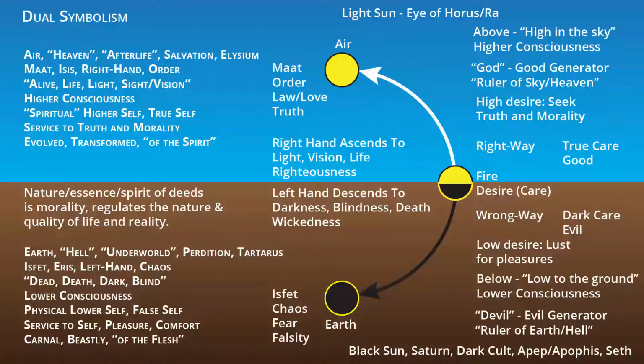So this is symbolized as the light sun, the eye of Horus and Ra. And at the bottom we have the black sun, or Saturn, the dark cult, the cult of Saturn, the cult of Seth, cult of Set. This is Apep and Apophis that is slain in the symbolism in Egypt. When you slay Apep or Apophis, that's slaying the negative. And then you also have apophatic learning, which is learning through the negative in order to know the good.